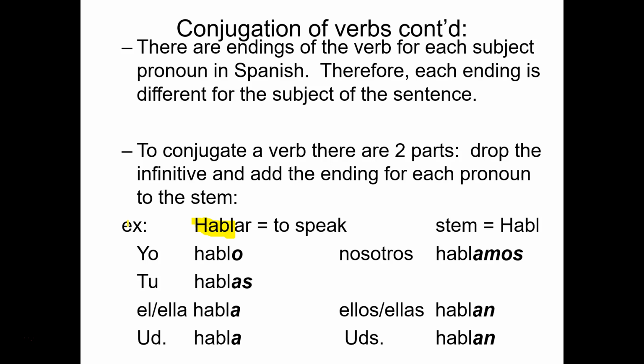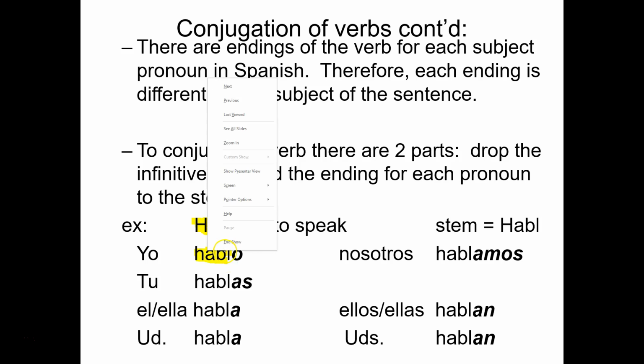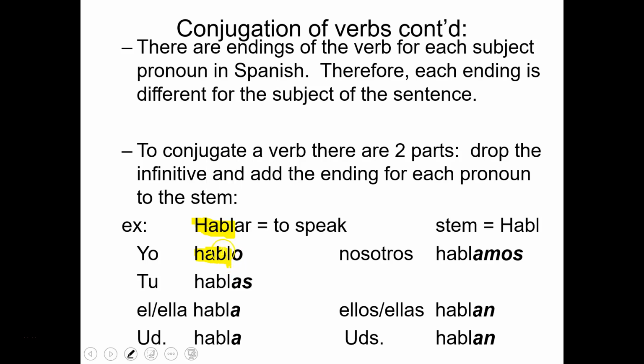So altogether, the stem and the ending will be yo hablo, tú hablas, él, ella habla, usted habla, nosotros hablamos, ellos, ellas hablan, ustedes hablan. So once again, you have to separate the stem from the AR, and then you put the stem on the verb, and then you will have to learn the ending for the pronoun that you want to say. In this case, the pronoun is yo. So the ending is O. So you say yo hablo.